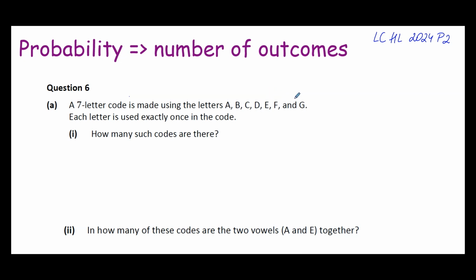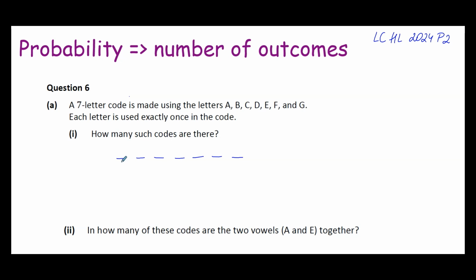Now, very often in your question it could be letters, it could be words, it could be numbers as well, but the idea will be the same. Each letter is used exactly once in the code. So therefore, the first part, again typical: how many such codes are there? I can create a 7-letter code: 1, 2, 3, 4, 5, 6, 7.